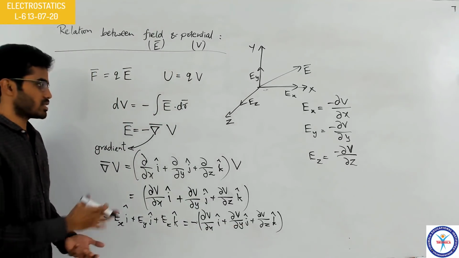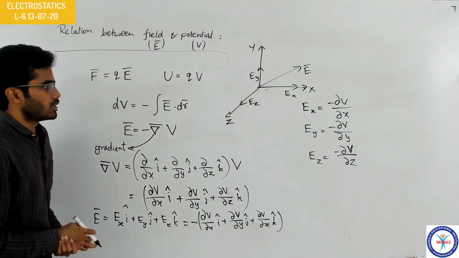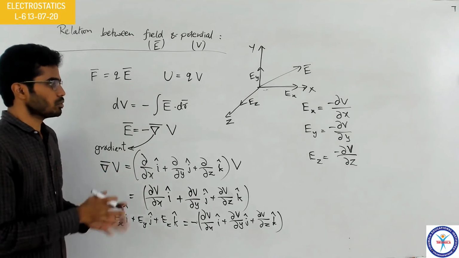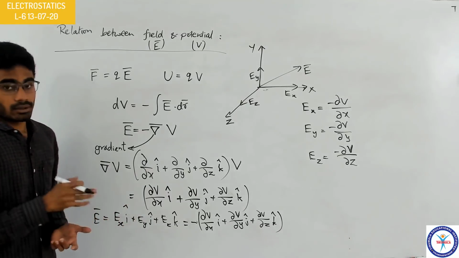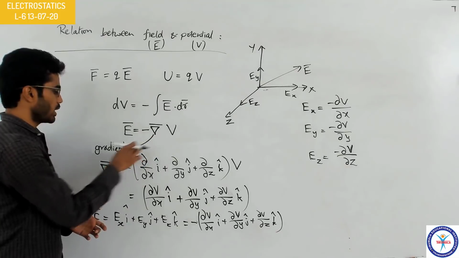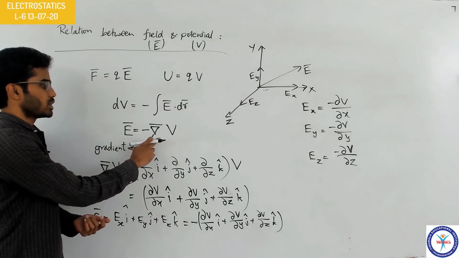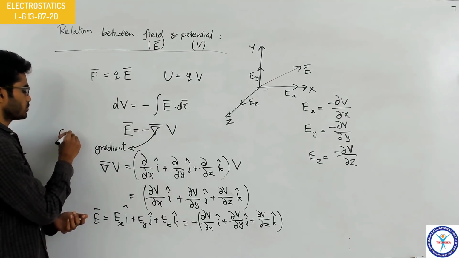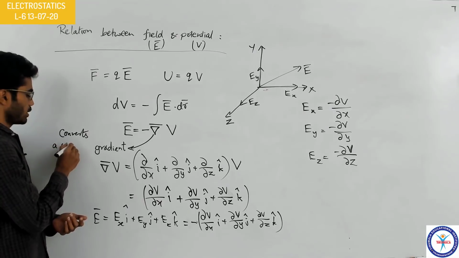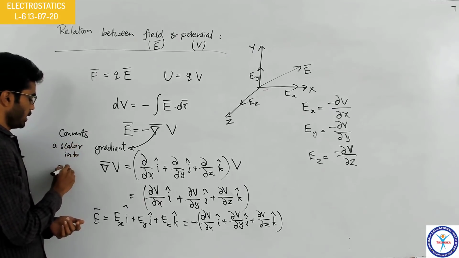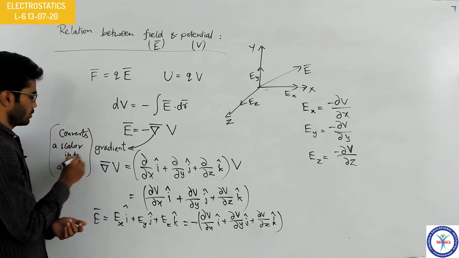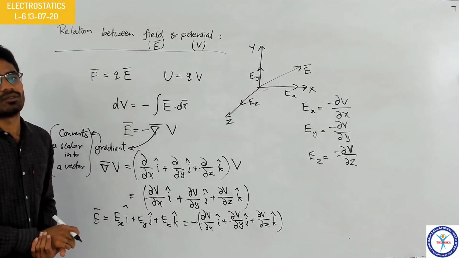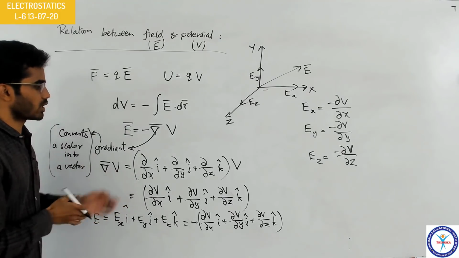So by definition, this is how they are related, right? Just understand what these expressions mean. I will explain what they are. For now, get the terms. So this is called a gradient operation. It converts a scalar into a vector. Gradient operation converts a scalar into a vector. So this is what gradient does. If you take gradient of a scalar, what you get as a result is a vector quantity.